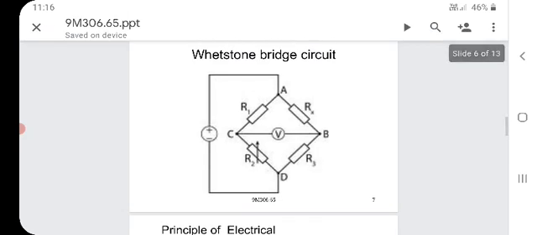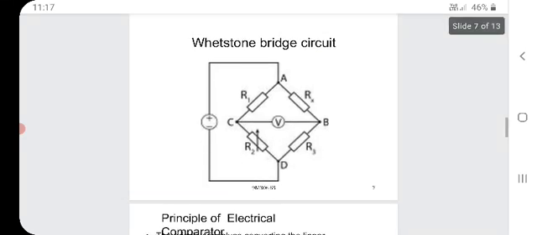Wheatstone bridge. See, this is a Wheatstone bridge diagram. In the figure you will see the points A, B, C, D and the resistors R1, R2, R3, R4, and the voltage you are seeing here in the Wheatstone bridge circuit.